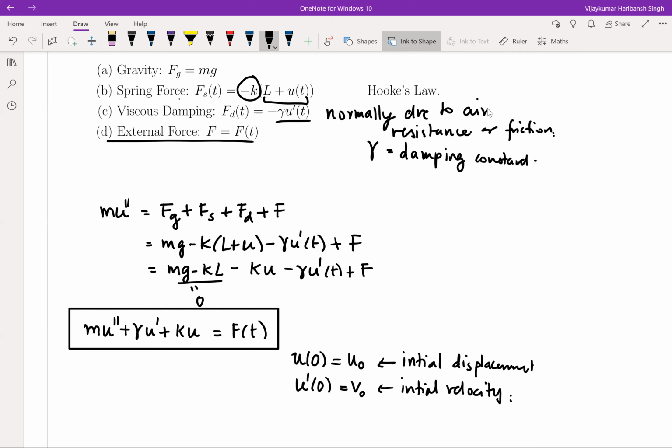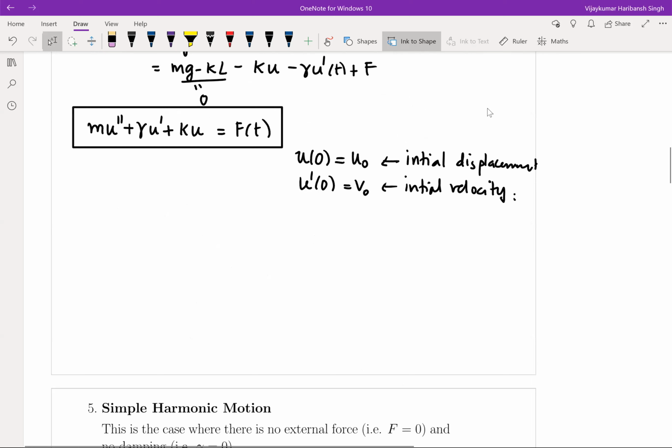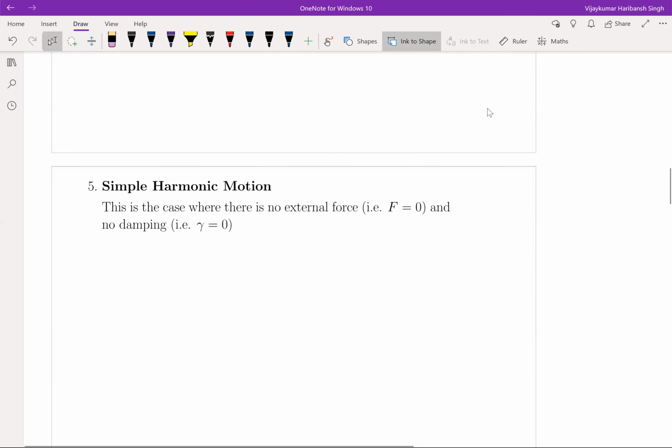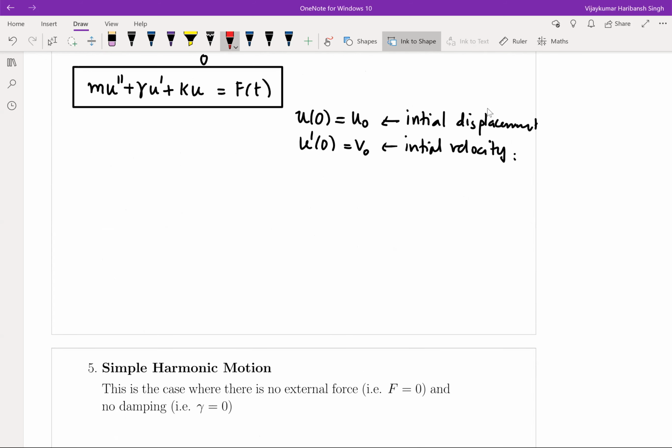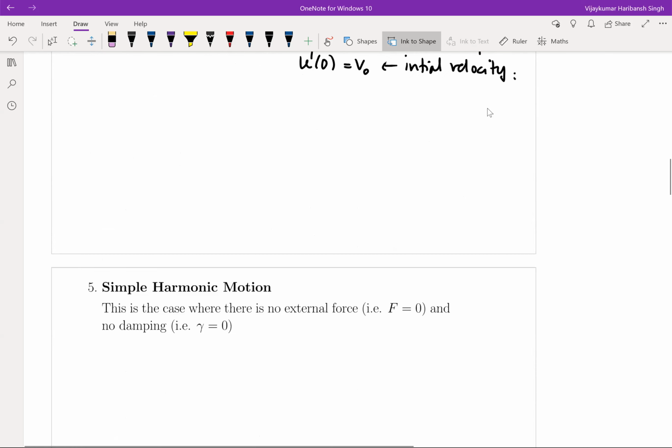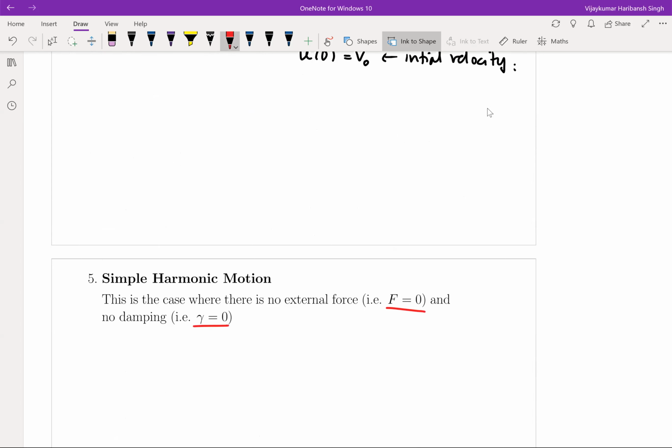Now we want to study this kind of differential equation because they come from certain important physical phenomena. So let's consider a few cases and work this out. The first case is what is called simple harmonic motion. In simple harmonic motion, this f(t) becomes 0, and there is no damping. That means gamma is 0 as well. So we have f equals 0 and gamma equals 0.